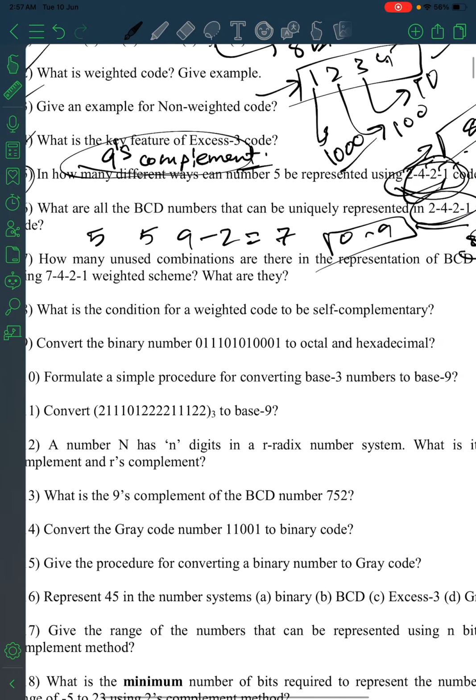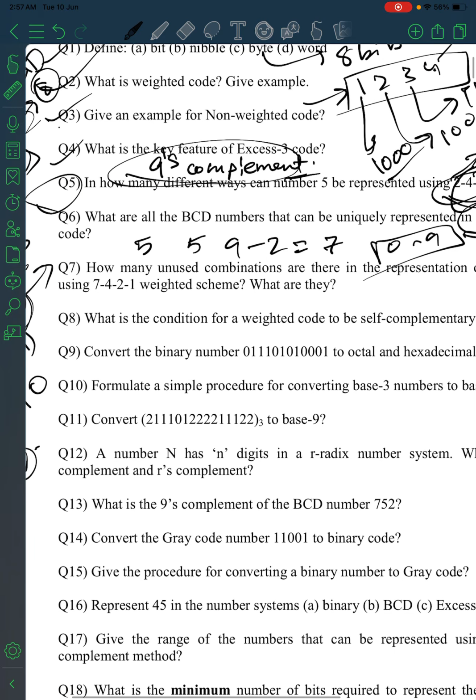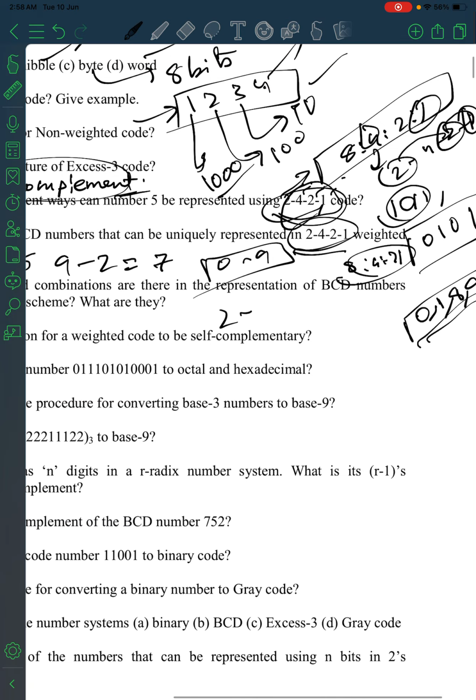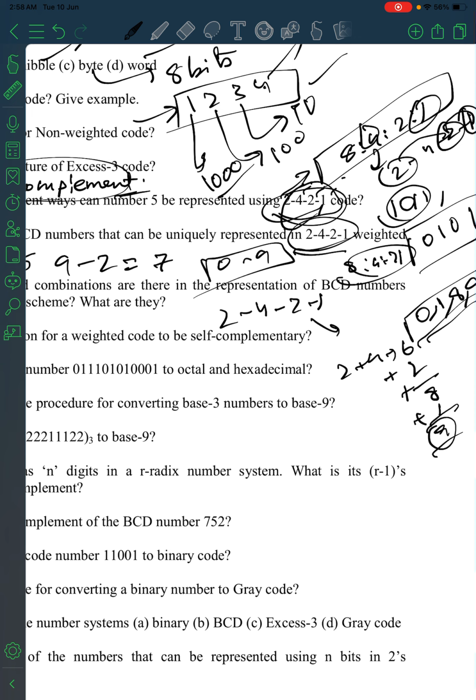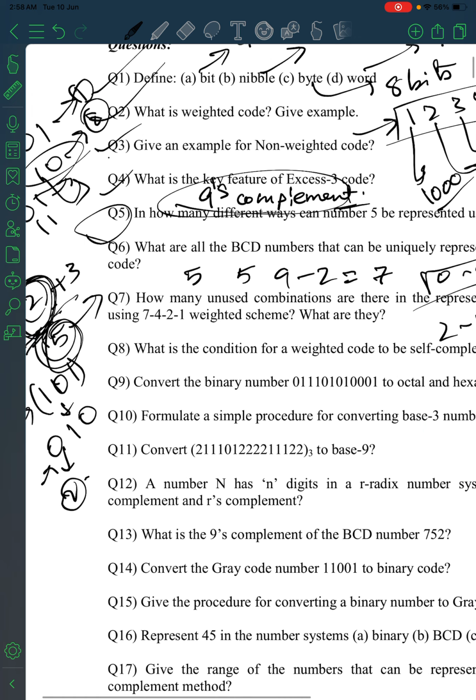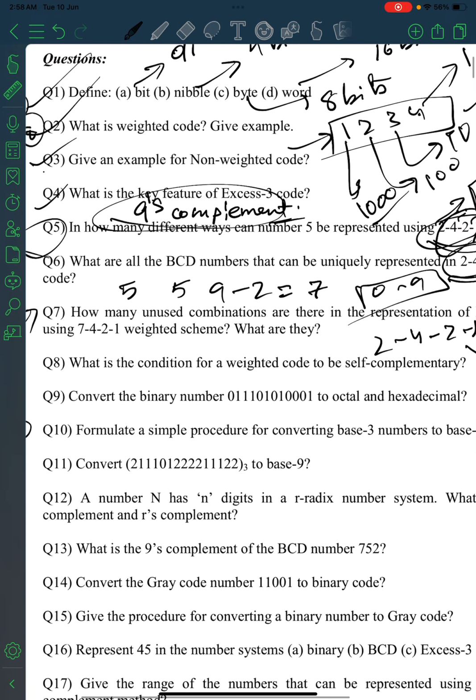What is the condition for a weighted code to be self-complementary? For a weighted code to be self-complementary, the sum of the weights should be equal to 9. For example, in the case of the 2, 4, 2, 1 code, 2 plus 4 is 6, 6 plus 2 is 8, plus 1 equals 9. So if we add all the weights of the 2, 4, 2, 1 code, the result is 9. So the condition for a weighted code to be self-complementary is that the sum of the weights of the code should be equal to 9. That's it.